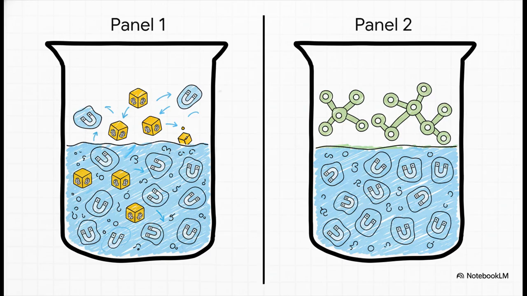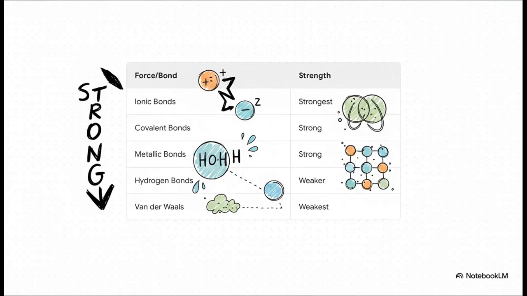Those little water magnets are attracted to other polar things, like sugar, and they surround them and pull them apart. But they look at nonpolar oil and they're just not interested. No attraction, so they stay separate. This is exactly how soap works, by the way. It has a polar end that loves water and a nonpolar end that grabs onto grease, acting as the perfect middleman. So let's just quickly rank all these forces.